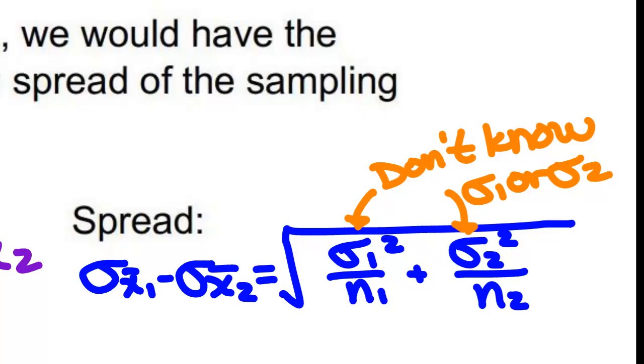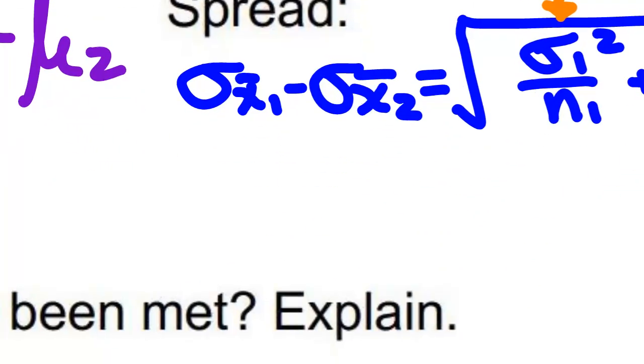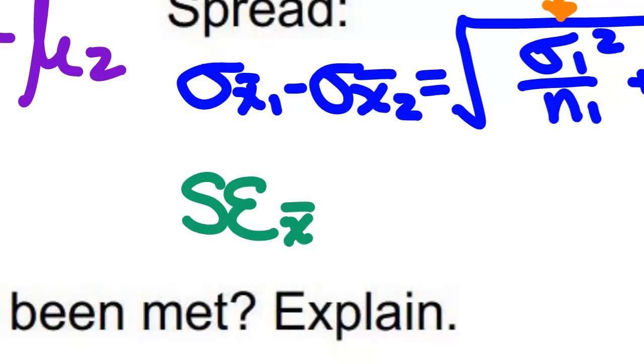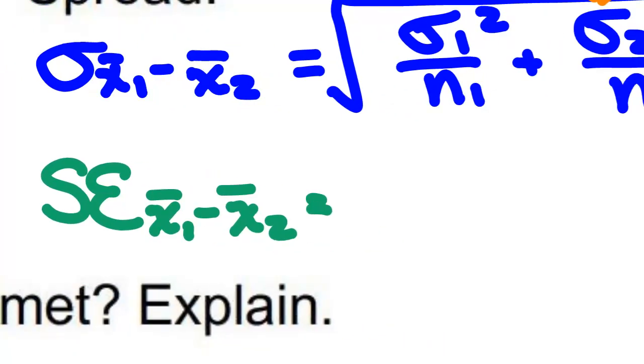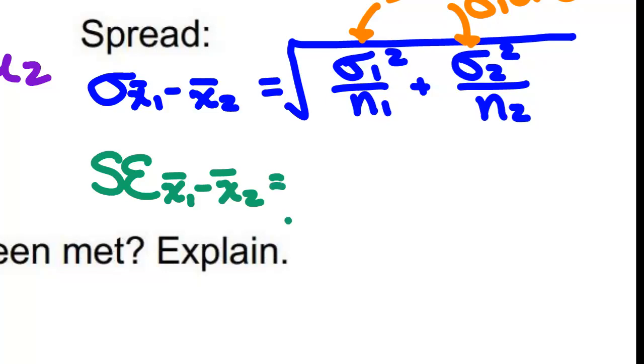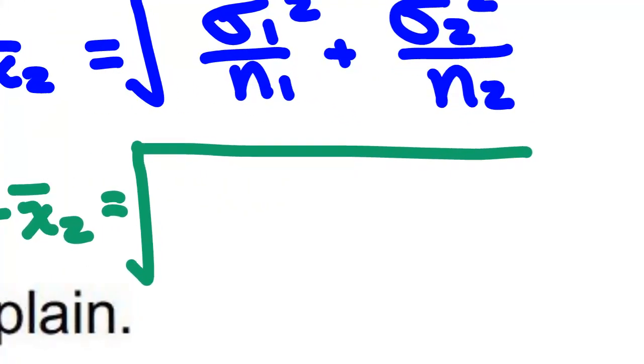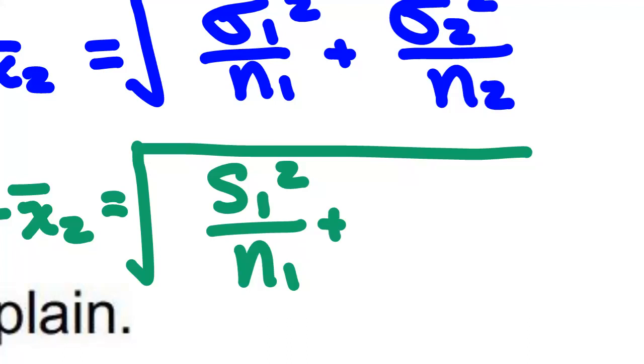Because that is the population standard deviation. Since we don't know that, we're going to use the standard error instead. So standard error of x bar 1 minus x bar 2. And I just realized I wrote this wrong. That should have only had 1 sigma there, not 2. I apologize, guys. So pretty much exactly like the one above it, except instead of sigma, we have to use S1 squared over n1 plus S2 squared over n2.